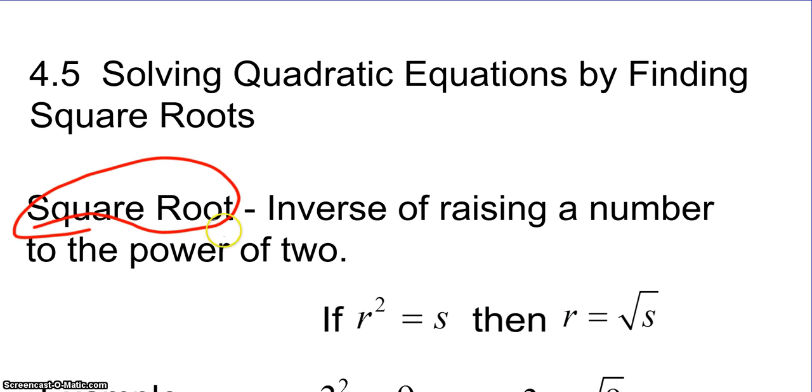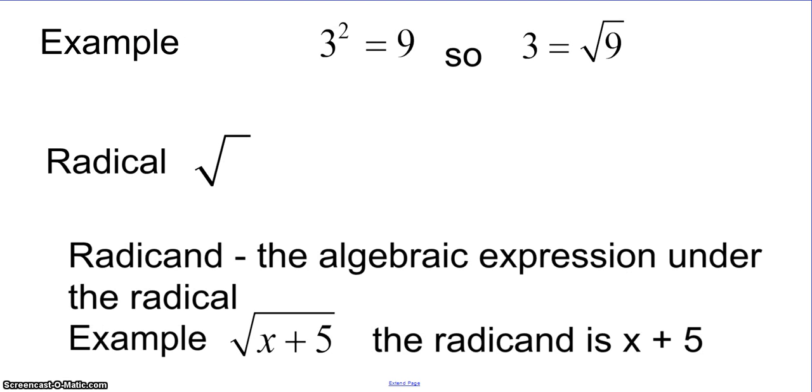Okay, square root is an inverse. Probably doesn't mean much to you right now, but it will eventually, of raising a number to the power of 2. For example, if I have r, by raising it to the power of 2 is equal to s, then the inverse of it, in other words, to go backwards, I will take r is equal to the square root of s. That's pretty much what it means. It doesn't mean a lot to you right now.